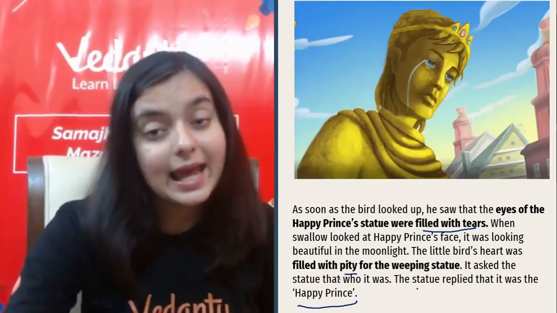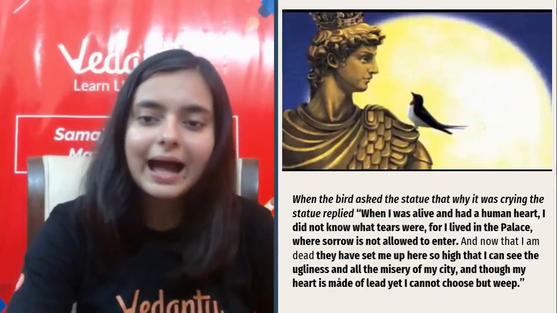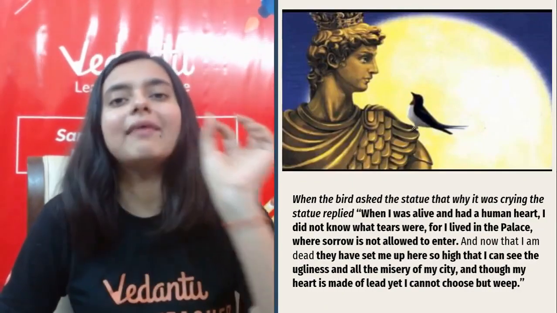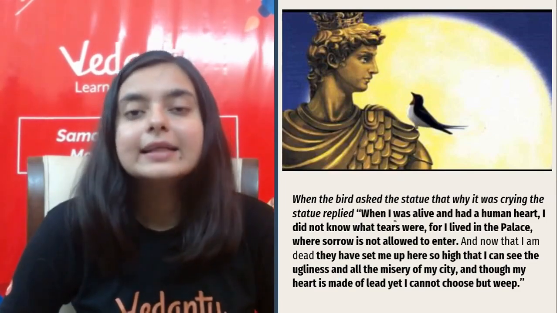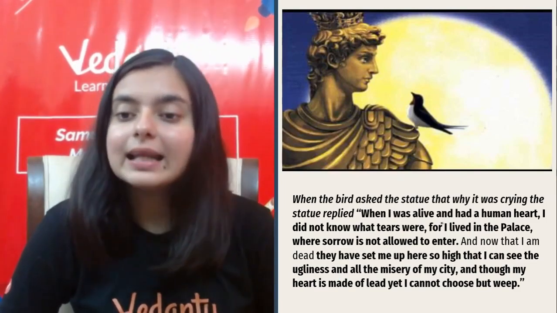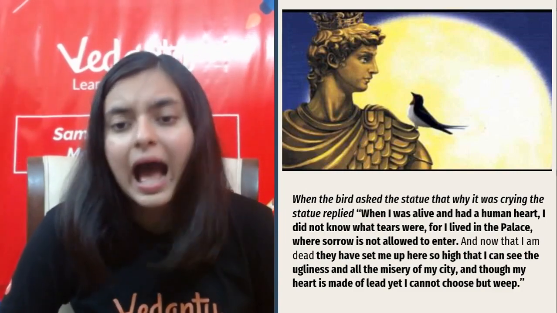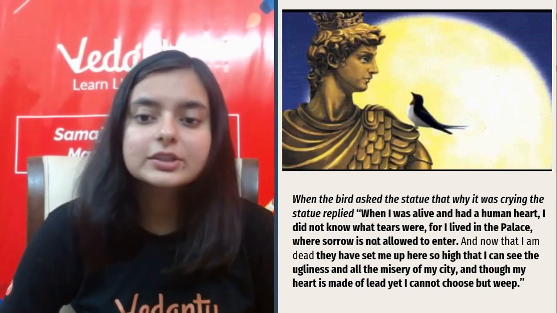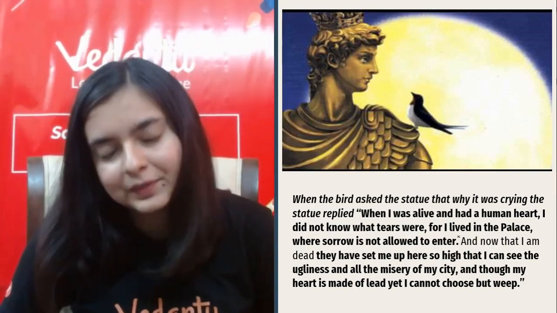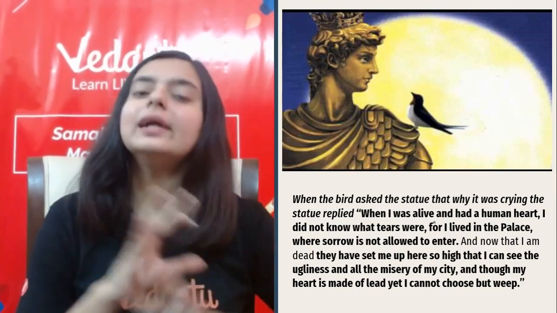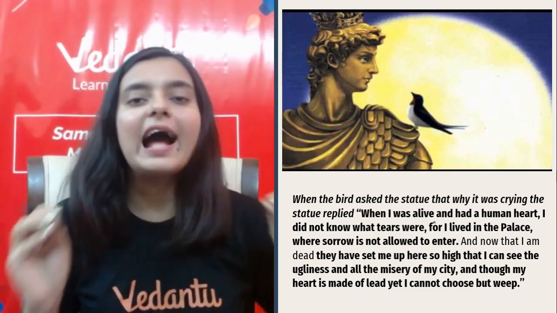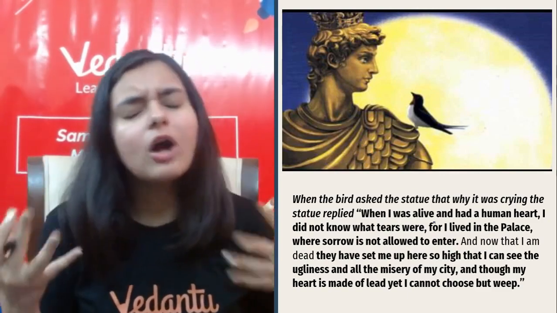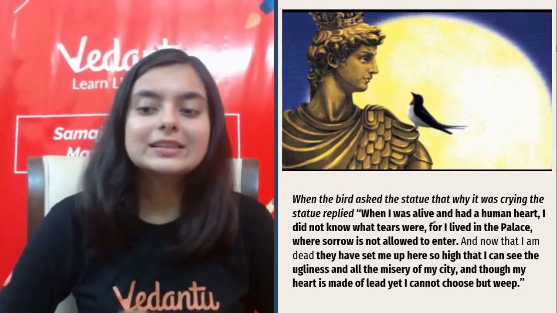his cheeks. Let us see what is the story behind that. So there was a conversation taking place between the statue and the swallow. The statue said, "When I was alive and had a human heart, I did not know what tears were. For I lived in the place where sorrow is not allowed to enter." So he was a prince. He was shielded away, protected from all kinds of sorrows and miseries. He lived happily. He did not even know the meaning of sorrow or sadness.